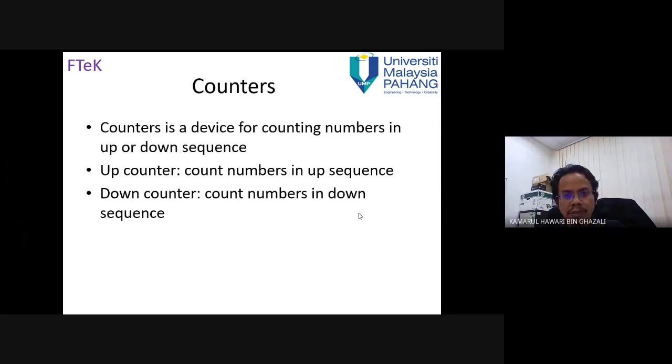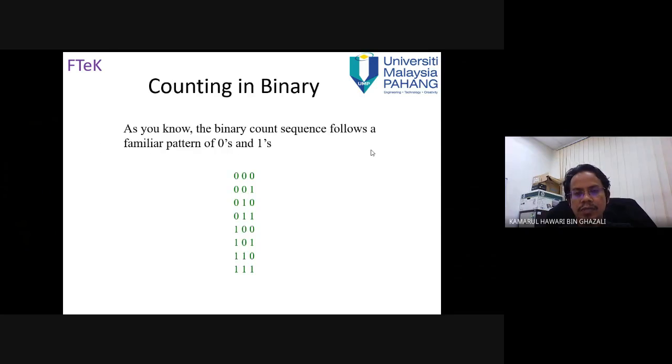Up counter, counts numbers in up sequence. Down counter, counts numbers in down sequence. 0, 1, 2, 3, 4, 5, 6. 6, 5, 4, 3, 2, 1, 0. So that is a down counter.